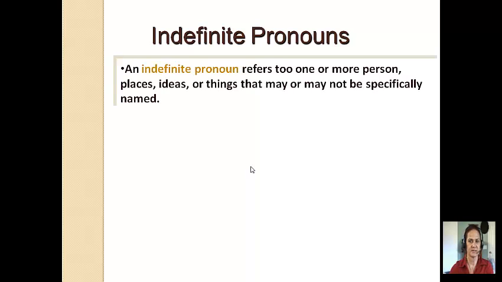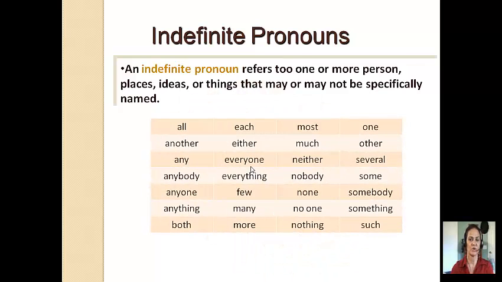Indefinite pronouns are pronouns that refer to one or more persons, places, ideas, or things that may or may not be specifically named. There's a whole list of them. So this is another place you need to stop the video and copy this list down, because it will come in handy when you're doing your activities in Canvas and when you're going to do your activities on Monday. So you need to have this in your notes.